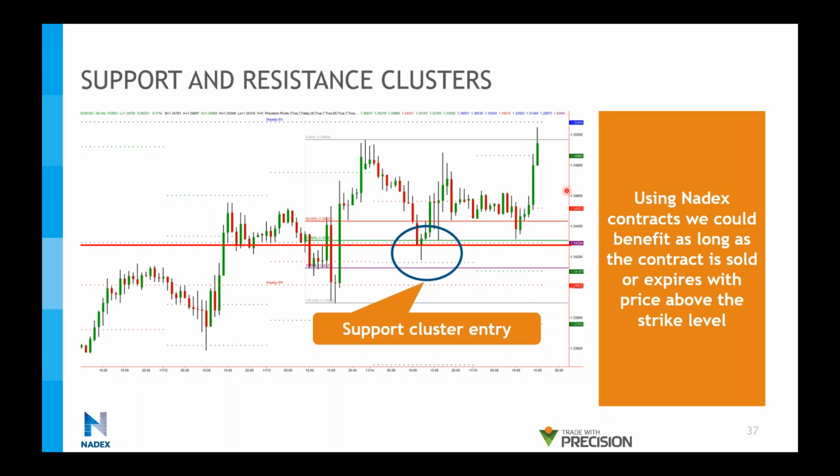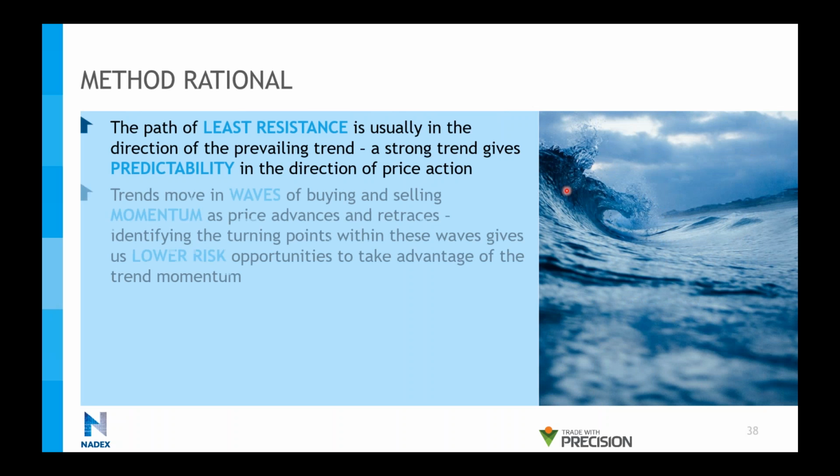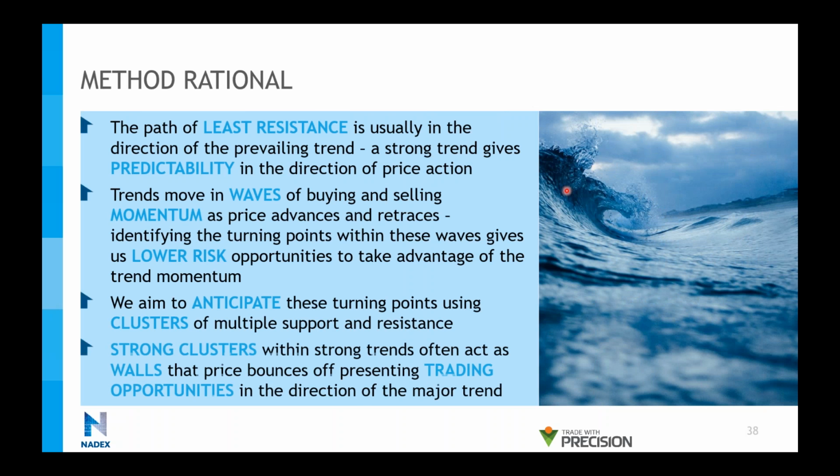But remember, I had a case. I analyzed that market. I realized where was a potential turning point, and then I picked the proper contract. Then I made sure to take that contract as close to the floor level as possible for that long position, and then the market actually moved higher to make that potential great reward to risk ratio really work for me. So once again, what is the method rationale? The path of least resistance is usually in the direction of the prevailing trend. A strong trend gives predictability in the direction of price action.